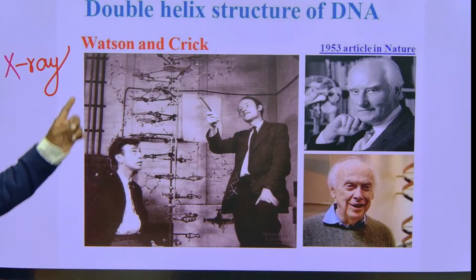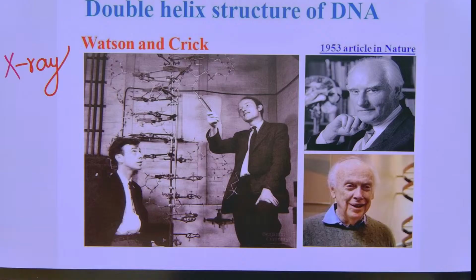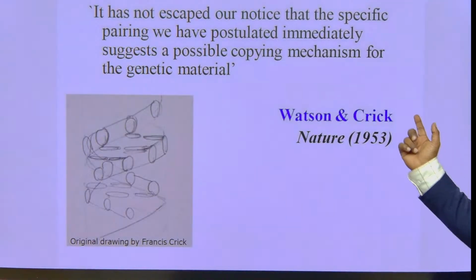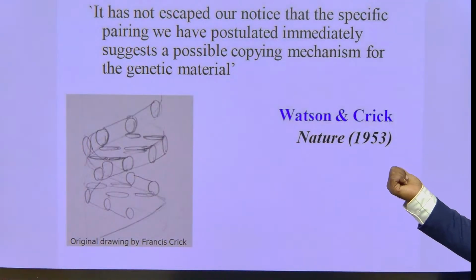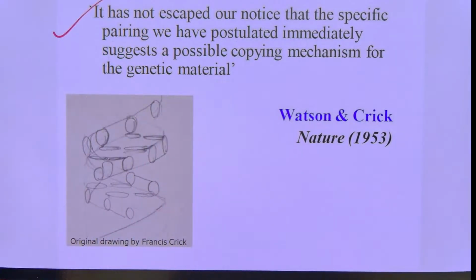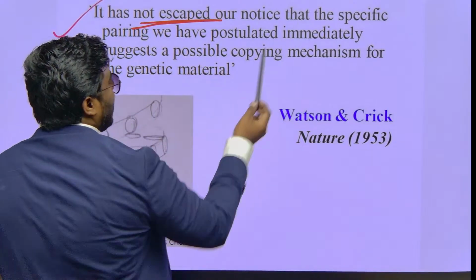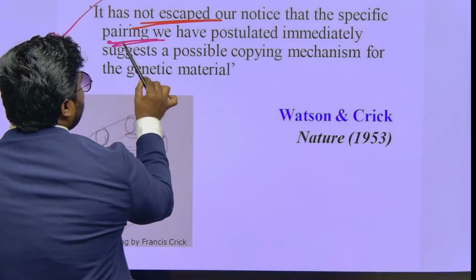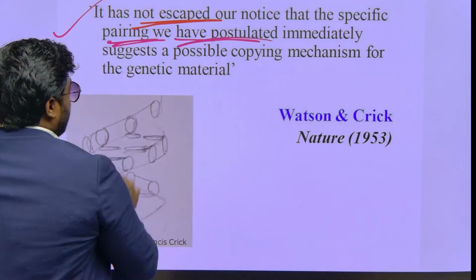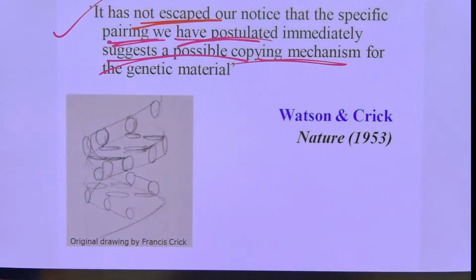See, whenever they discovered the double helical structure of the DNA, their entire research was published in the journal Nature. And look into this, these are the last lines that they have written. What they have written, look into that. It has not escaped our notice that the specific pairing we have postulated immediately suggests a possible copying mechanism. What do you mean by that?